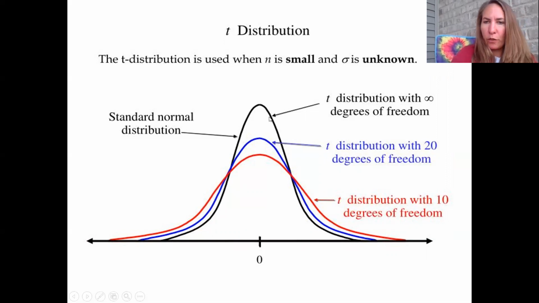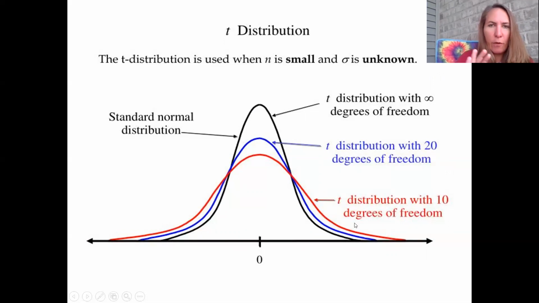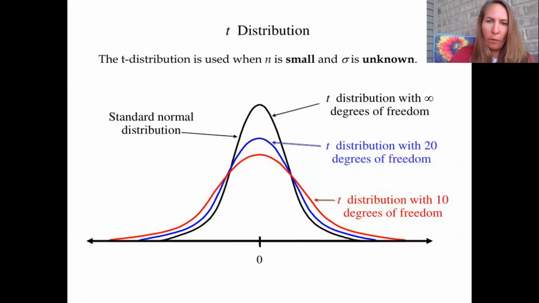So our standard normal distribution is represented here in the black. And again, that's showing us our population. That's if we were to have every single person out in the entire world and we were able to test them. So we have unlimited degrees of freedom. Everybody's free to vary. We are testing everybody in the world. So this is our standard normal distribution.